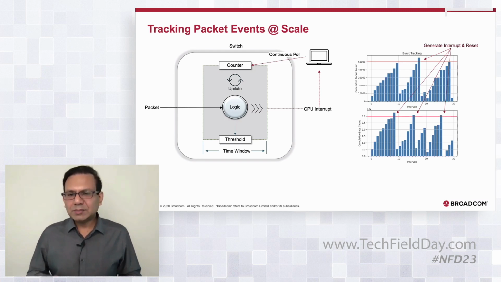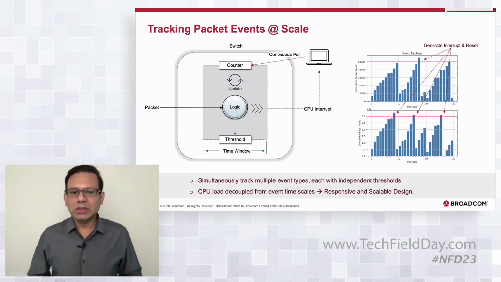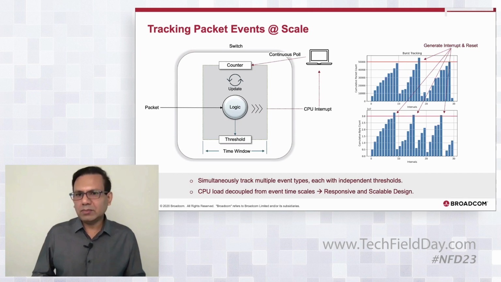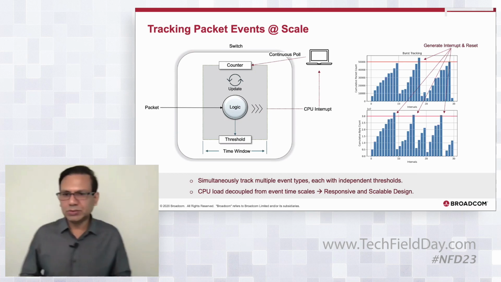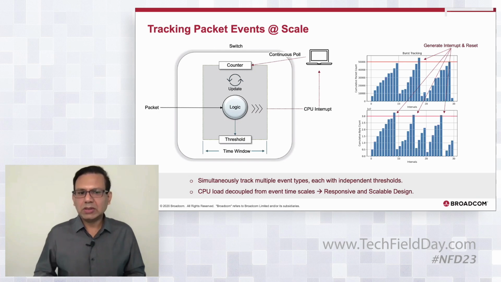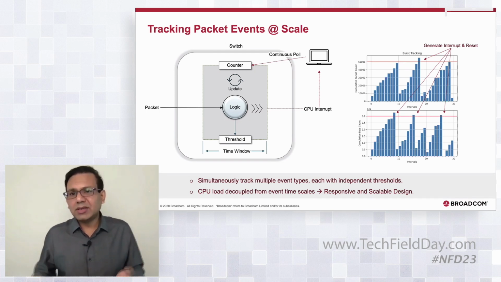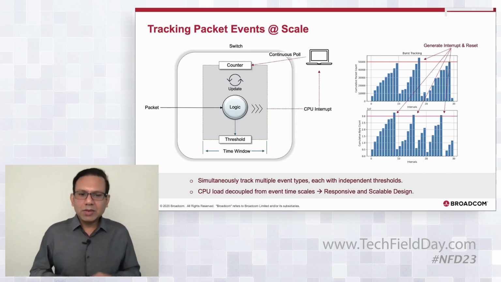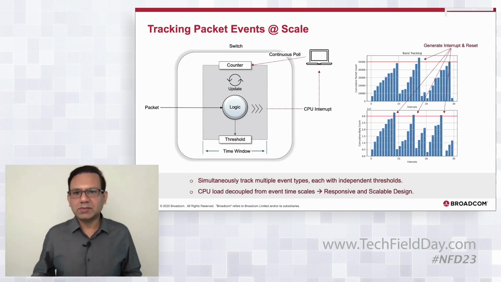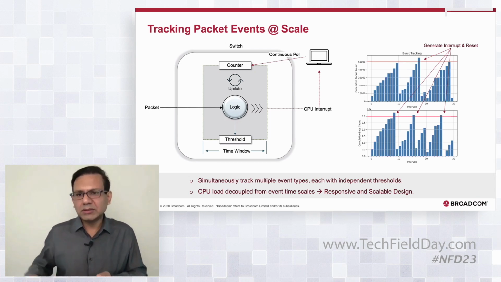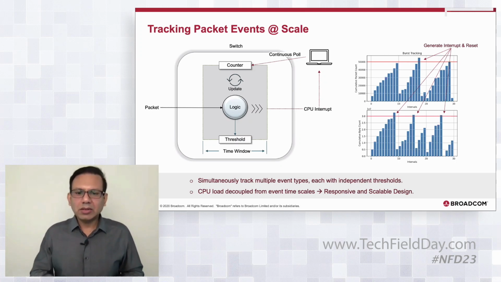Now, this mechanism, what it enables you is that you are getting fine-grained data. There is no processing load on the CPU. You are only dealing with these interrupts. And so you can simultaneously track multiple event types, each with independent thresholds. And now your CPU load is decoupled from the event timescales, which could vary anywhere from microseconds to seconds or larger. And you now have a more responsive and scalable design here. So another way, the ability to do something on switch gives you performance characteristics that are not possible before.